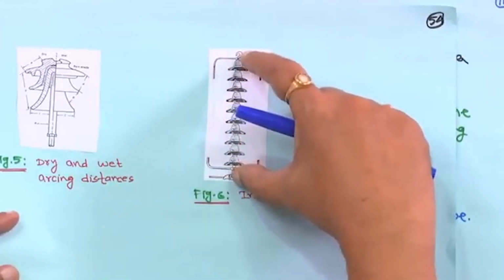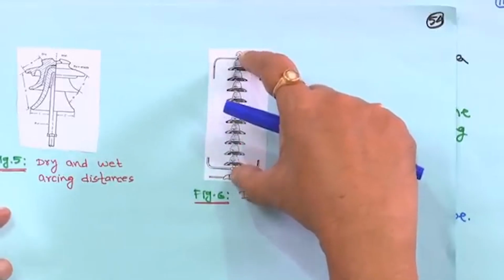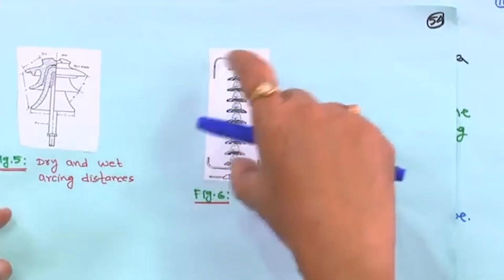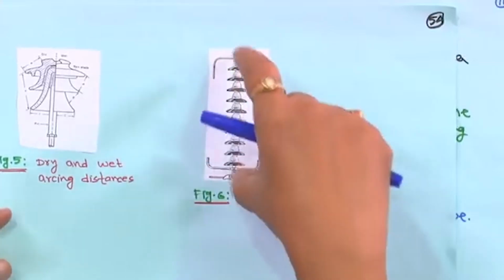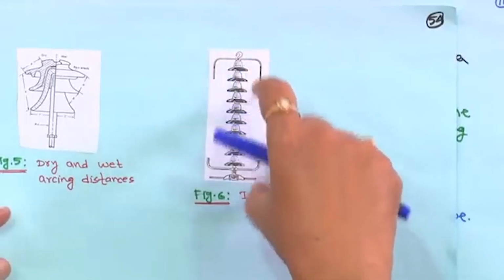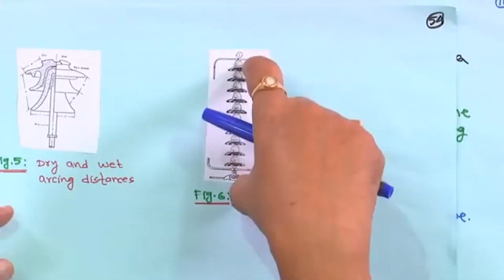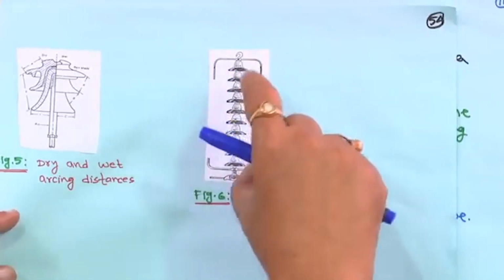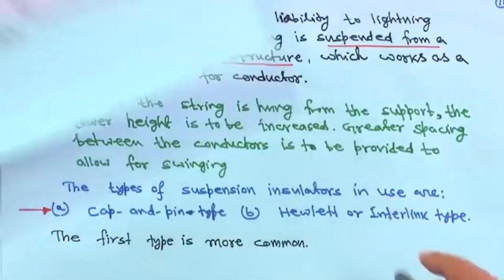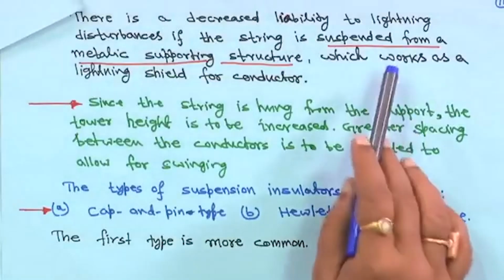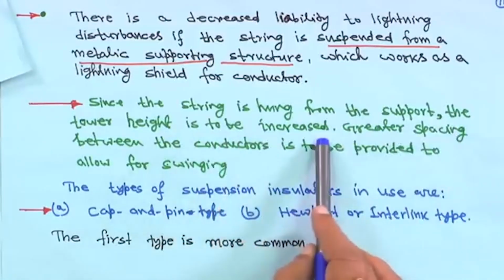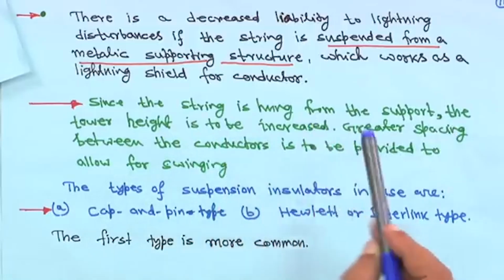So, it is very long, and you have a 3-phase line. That means for each of the 3 phases, 3 such insulators will be there at every tower, if it is a single conductor line. Since the string is hung from the support, the tower height is to be increased. This is true, tower height will increase.